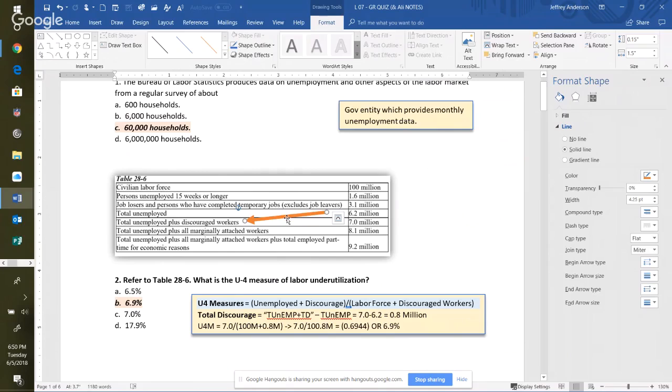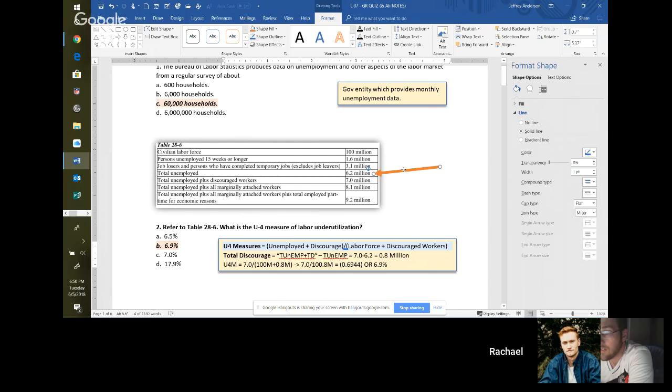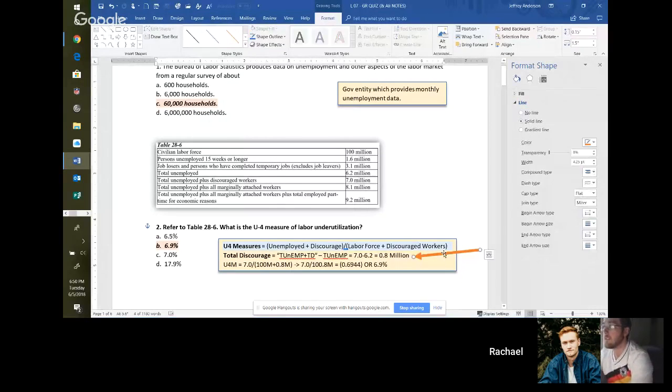So I took this number, the total of both, and then I just pulled out the unemployed group. So that's where I come up with down here the 7.0 minus the 6.2. Gotcha. So I took the total and then I removed the unemployed from it to find a balance of 0.8 million. Right. Okay, that makes sense.